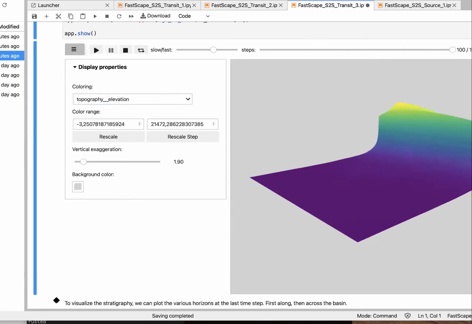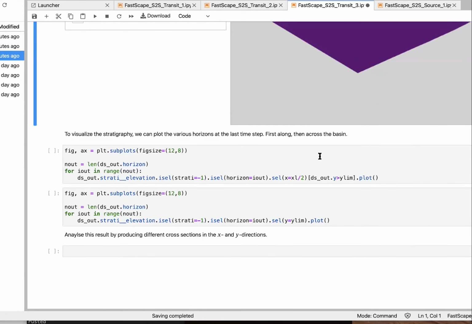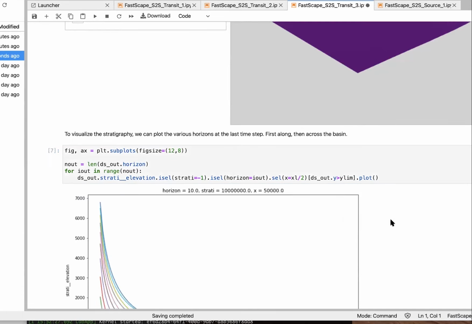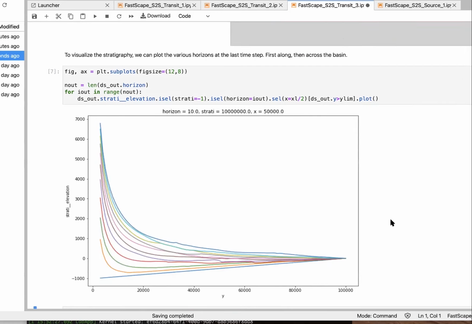And for this we're going to use the plot. Okay, so let's run this. What are we going to do? Well, I'm going to look at the stratigraphic elevation. And I'm going to play it, it's better. Okay, so you actually see it at the last time step.